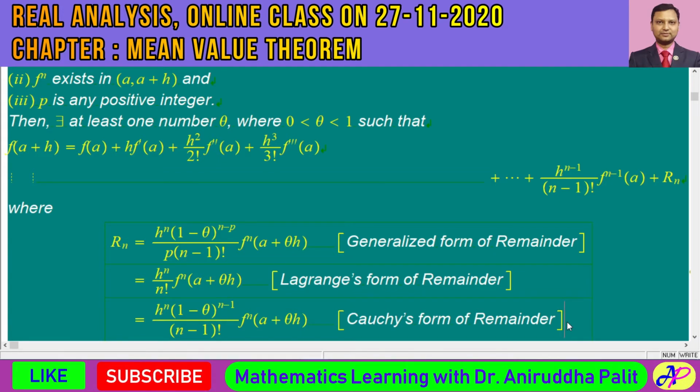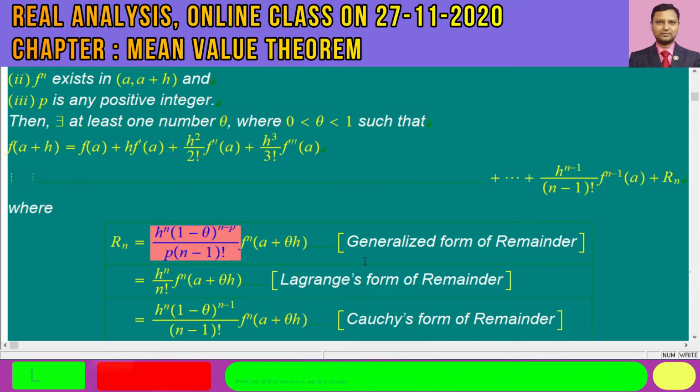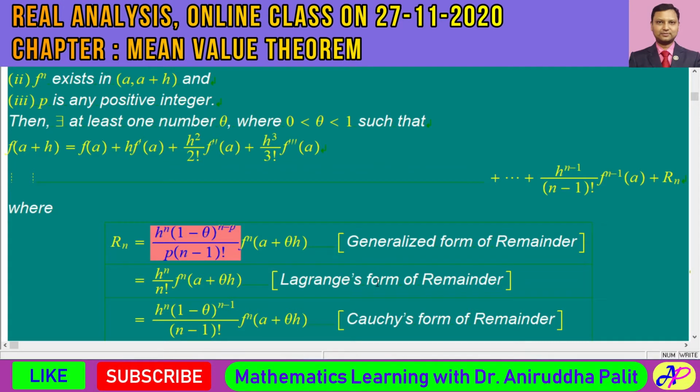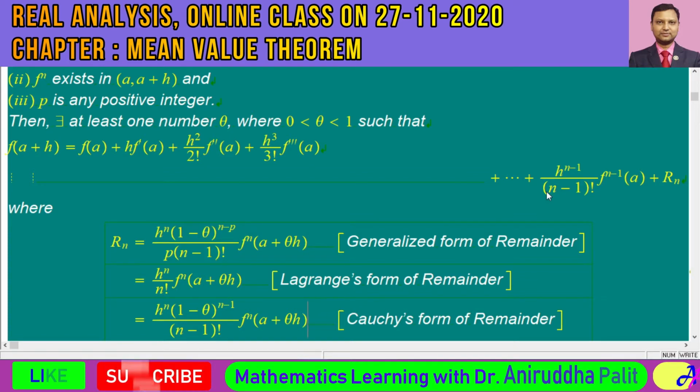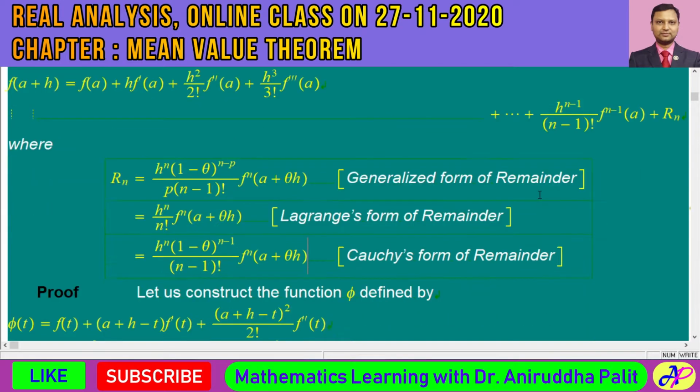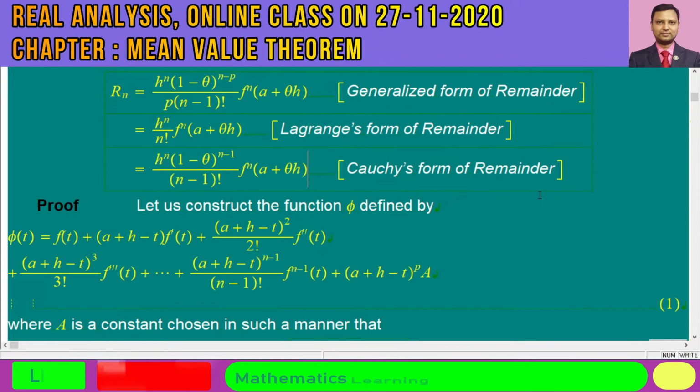Probably in the next lecture we will discuss the application of all these results, how to use different kinds of remainder in our computation. Okay, so without wasting time, let us first prove this result.